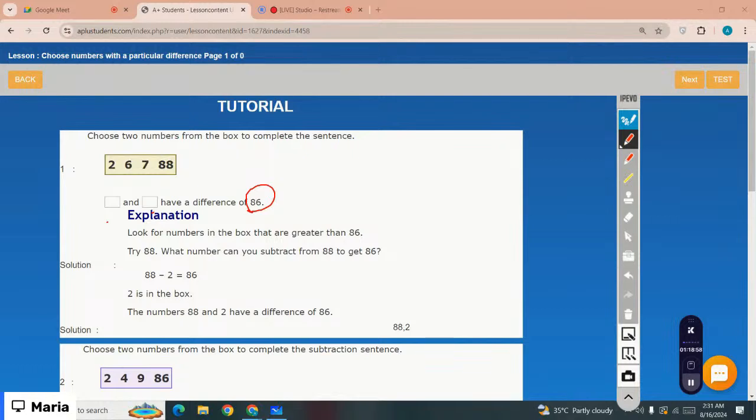Start with the first two numbers, 2, 6, 7 and 88, right? So here you have 86. That means one of the numbers is 88. So what number is subtracted from 88 to get 86? That is 2. 88 take away 2 is 86. So the numbers are 88 and 2. Got it? Let's just start with the test questions.